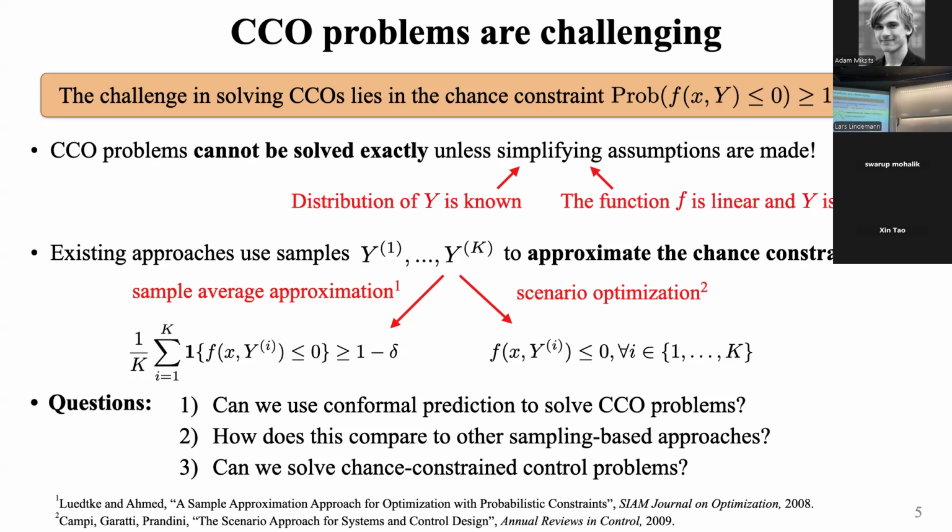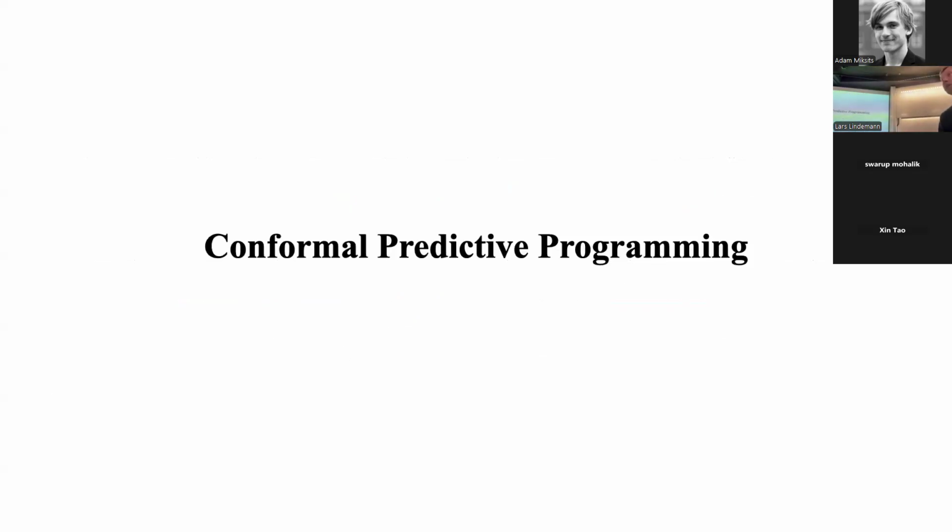We started thinking about this as well, and we started asking ourselves, can we use conformal prediction to solve these CCO problems, right? Can we do it? What algorithm do we get? And how does this compare to these other sampling-based approaches? There are some connections that we discovered. I won't be able to talk in too much detail about it. And then with left terrace, we looked more into whether we can solve chance constraint optimal control problems as well. That's what I at least briefly want to tell you about.